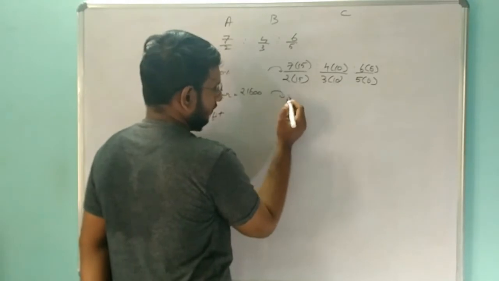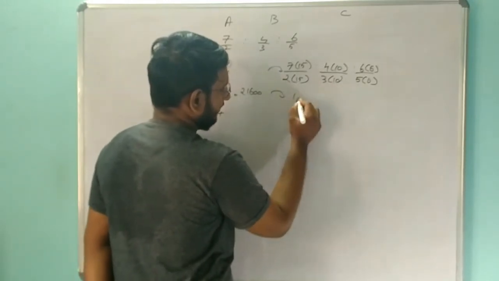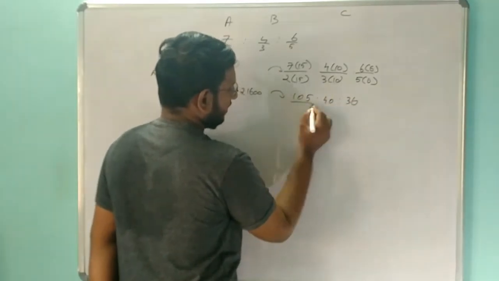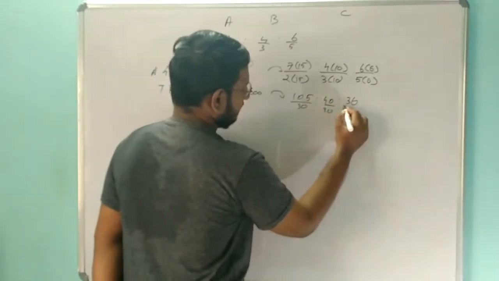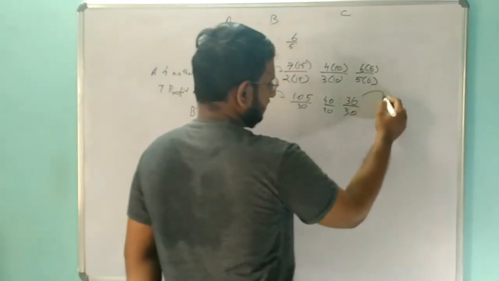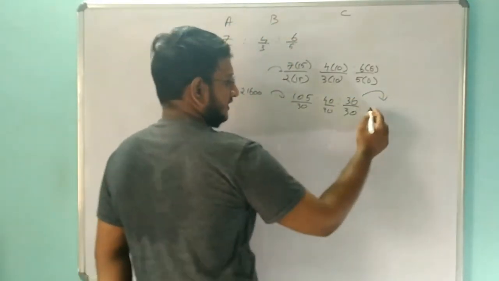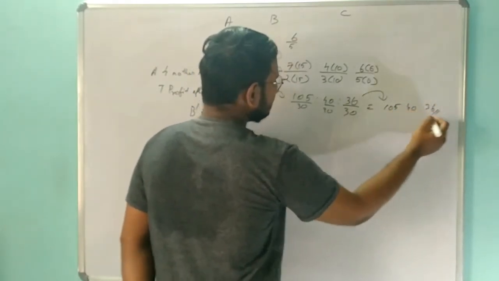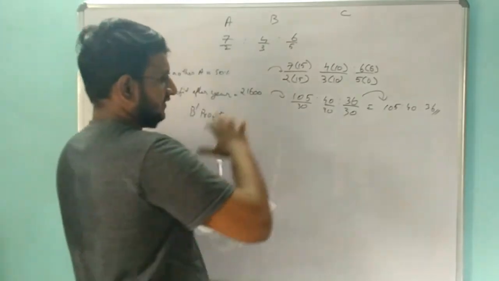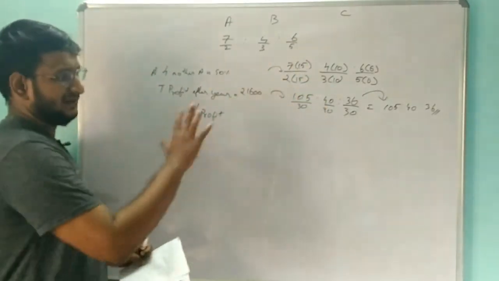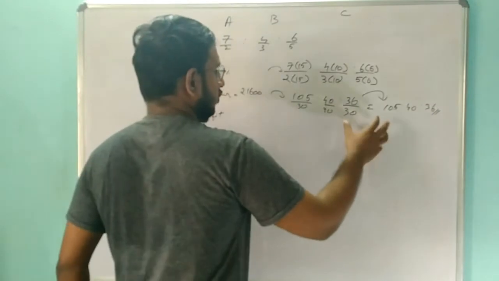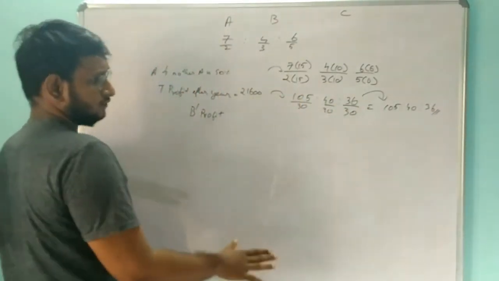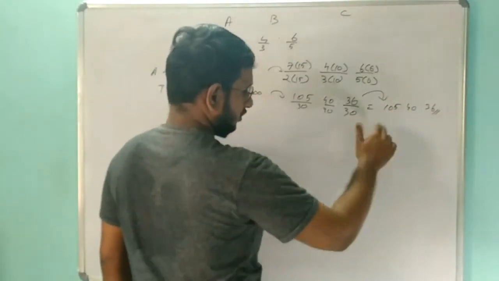What we will have if we multiply is 105 is to 40 is to 36, divided by 30, 30, 30. So we can cancel 30 from all of these, and we get 105 is to 40 is to 36. We have just converted it into a presentable format to make the calculation easy.